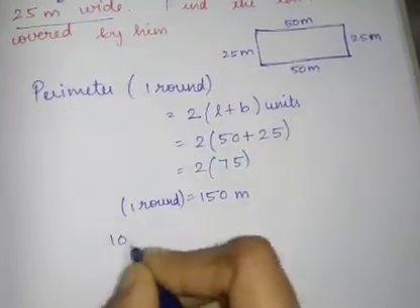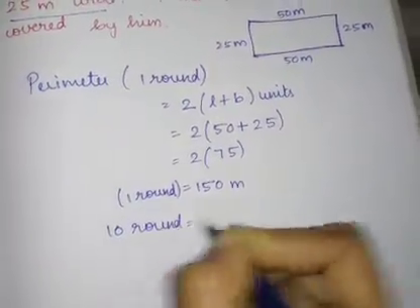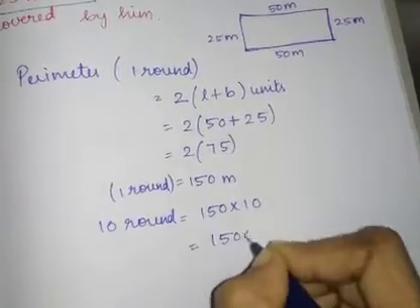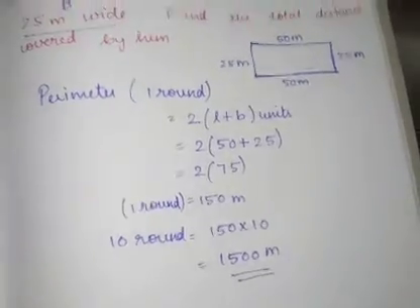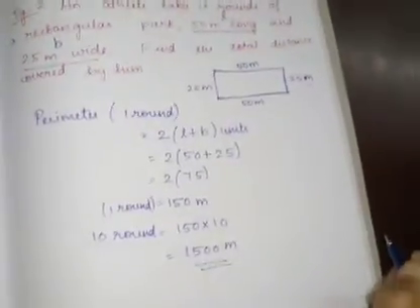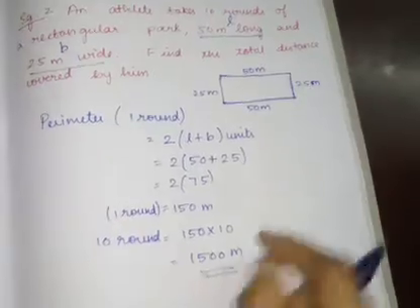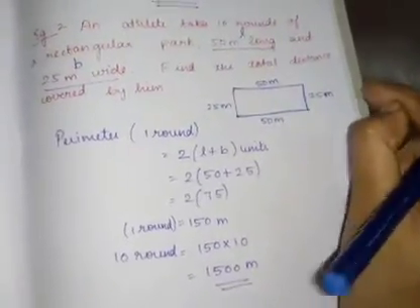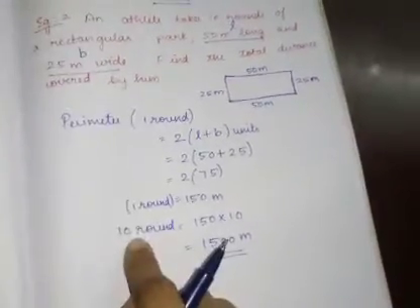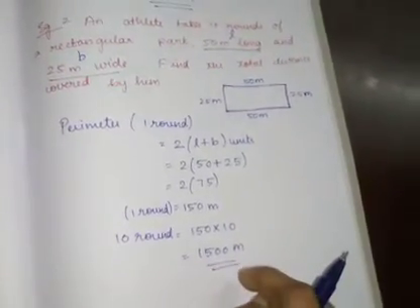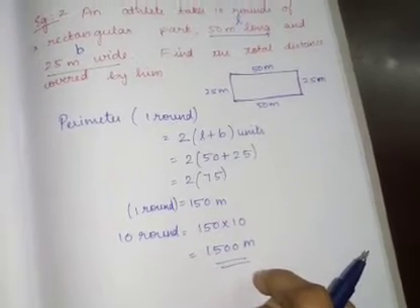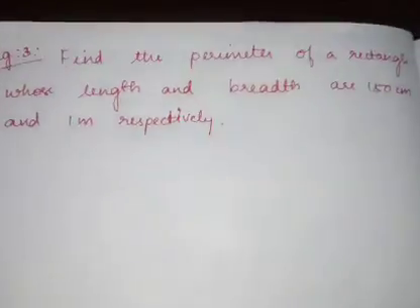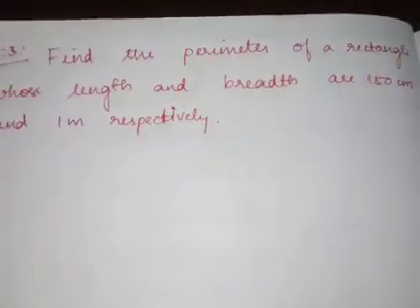When he goes for 10 rounds, how much will he cover? 150 into 10, so 1500 meters that athlete is covering for 10 rounds. One round is the length of the boundary, which is nothing but perimeter. So if you want to find for 10 rounds, you should multiply by 10. So you'll get 1500 meters as the length of the boundary. Understood? Next is your example number 3.